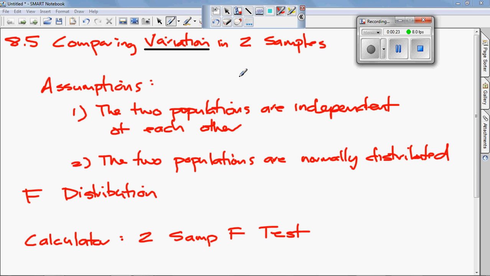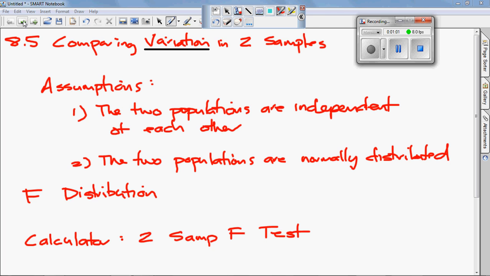The F distribution looks very much like the chi-square distribution, with the exception that the shape of the curve depends on 2 degrees of freedom, the degrees of freedom from each of the populations, as opposed to the chi-square distribution, which depends on just 1 degree of freedom. The calculator function that we're going to be using is the 2-samp F test.